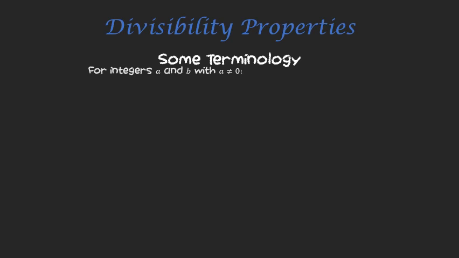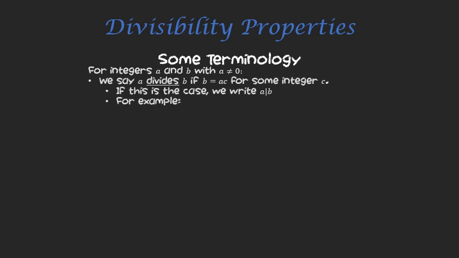So for integers a and b, and here we'll assume a is not equal to 0, we say that a divides b if b is equal to a times c for some integer c. So if we can find this integer c such that b equals a times c, we say a divides b, and we write a, a vertical line, b to mean a divides b.